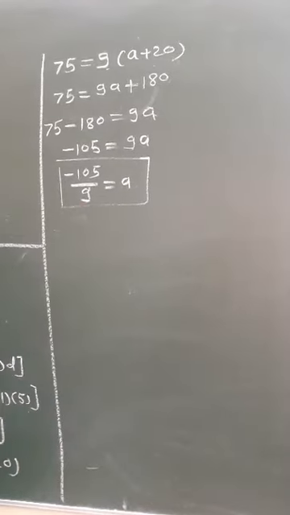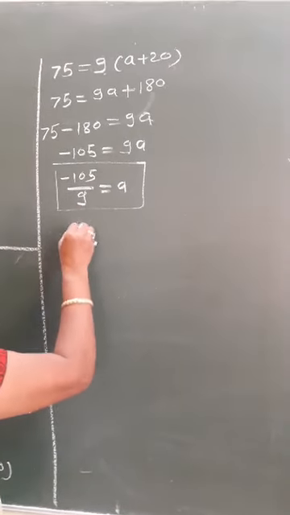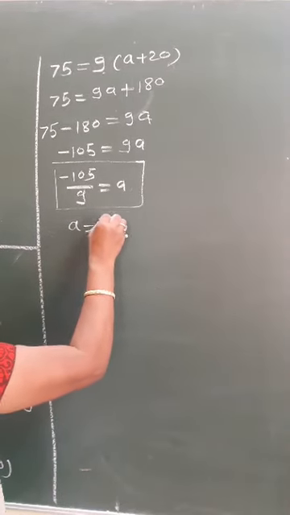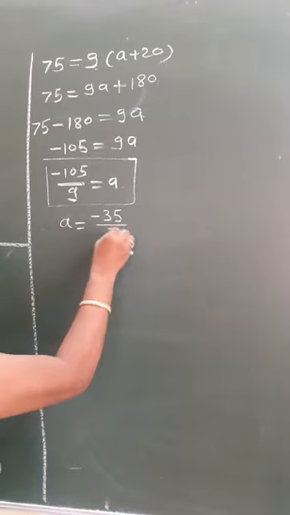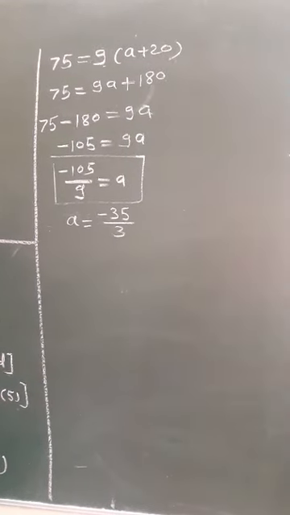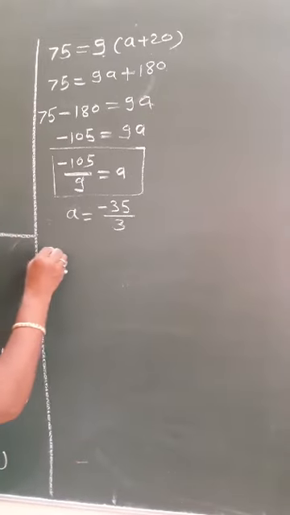105 divided by 9. It is divisible by 3. So a we will get as minus 35 by 3: 3 3s are 9, and 3 5s are 15, and 3 3s are 9. 35 by 3. We have to find the value of a9.